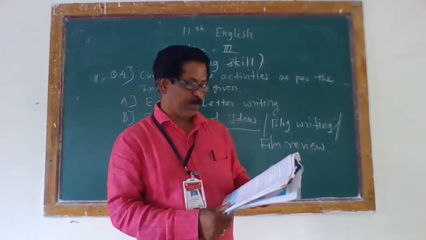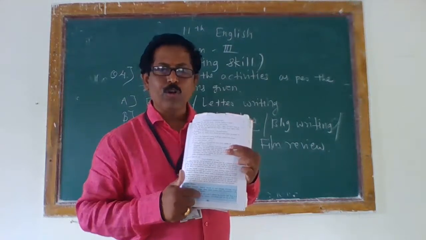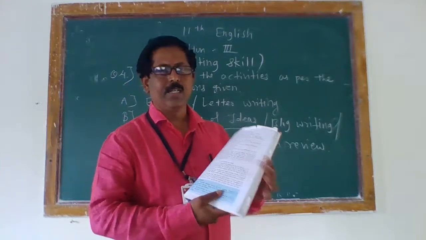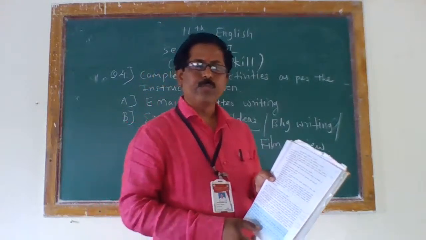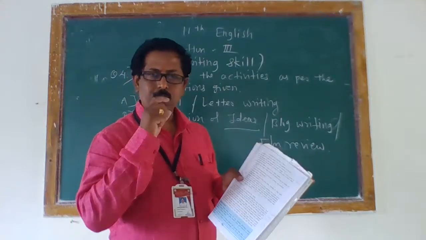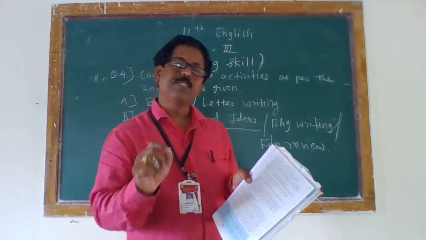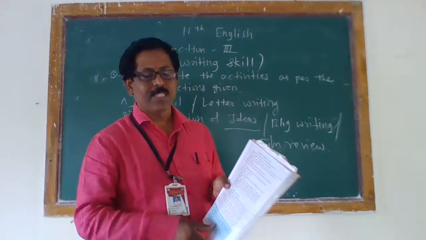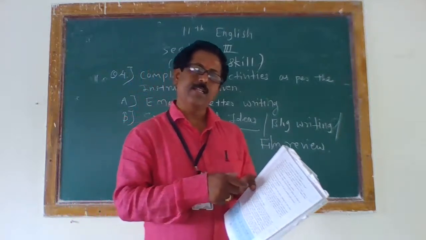So see here, one expansion of idea is: travel broadens the mind. Here one example is given, travel broadens the mind. I just read the first paragraph, you are able to understand it. So you should write that this is a title given to you, and with the help of this title you have to create 3 paragraphs, 3 passages. First, an introductory paragraph. Second, the core paragraph, meaning important points related to that subject. And the third passage is the concluding passage.